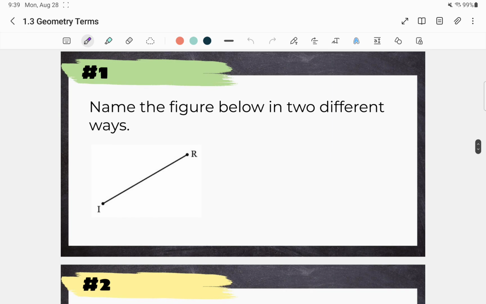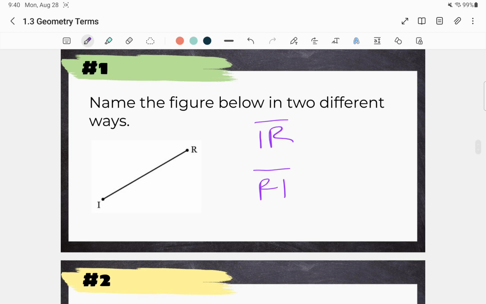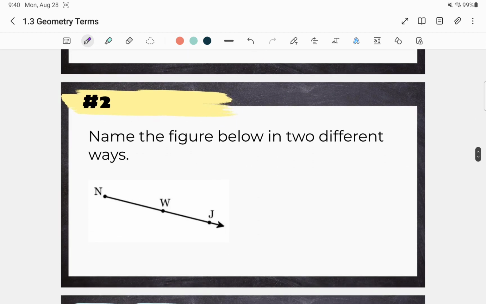So this figure, this is a line segment. So that means I can write it as IR with a straight line or RI with a straight line. Has to be the endpoints, and the symbol above it has to be that straight line. So number 2, we have a ray. So that means I have to start with N, and I can use NW as the first name. And I have to start with N again, and NJ could be the second name.